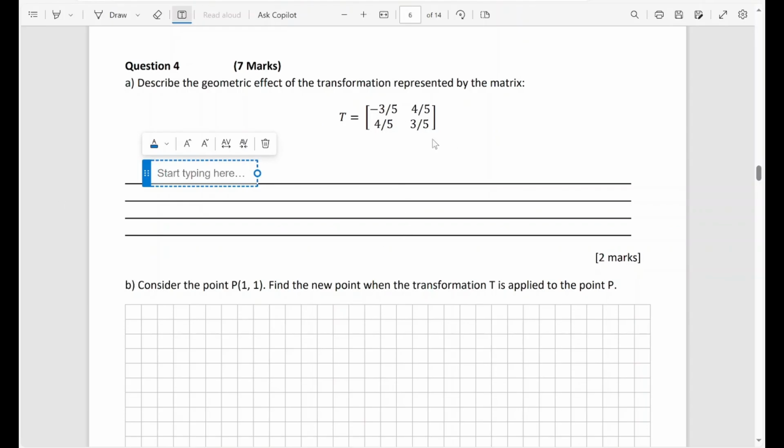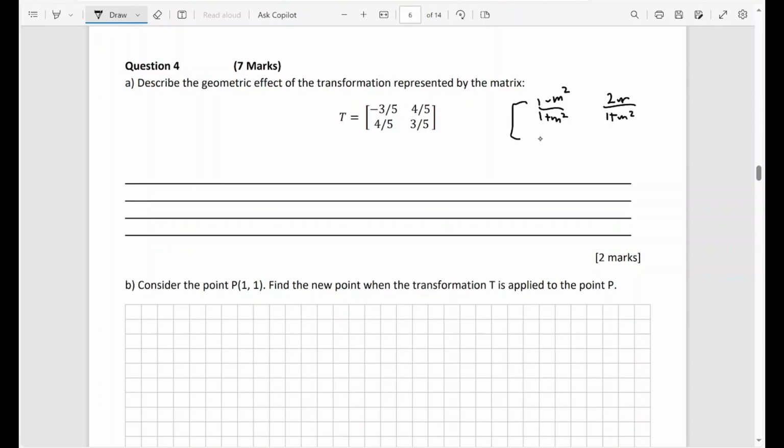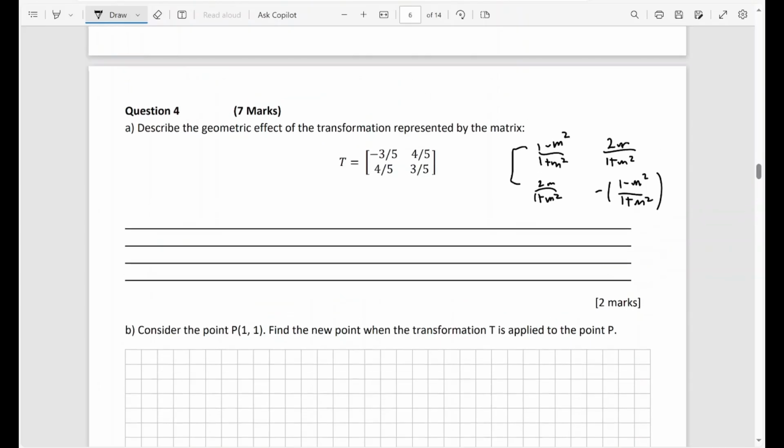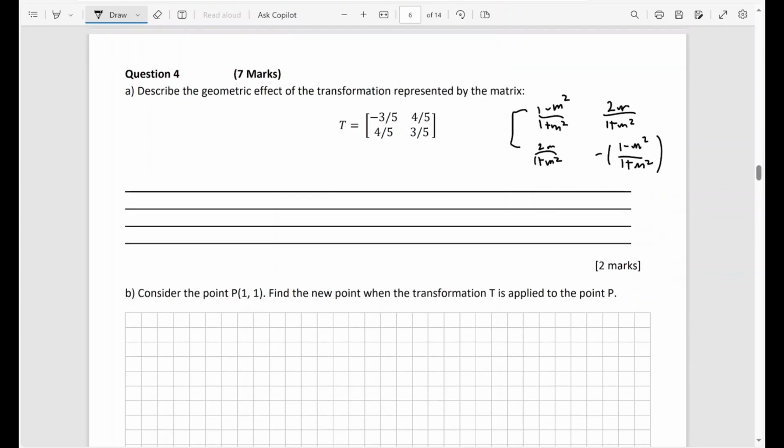So essentially what you've got to do is, reflection matrices tend to look like this. They look like 1 take m squared over 1 plus m squared, 2m over 1 plus m squared, 2m over 1 plus m squared down here, and minus 1 take m squared over 1 plus m squared. So my hunch would be, because this is 5 down the bottom, 1 plus m squared equals 5. Therefore, m equals either plus or minus 2 would have to be the case.